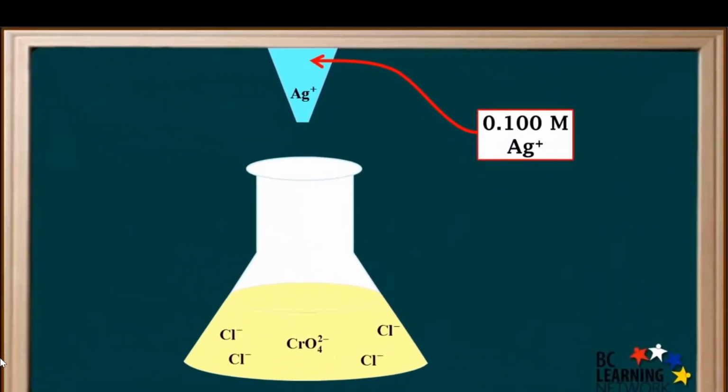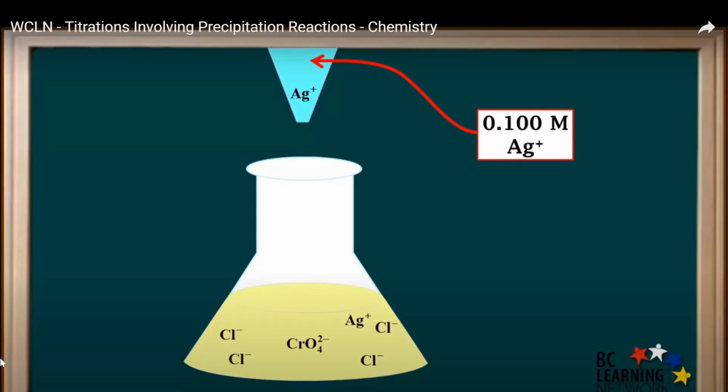Now we've zoomed into the flask. Silver ions preferentially bond to chloride ions rather than chromate ions. Did you guys catch that? Who does silver like bonding to best, chloride or chromate? Chloride. This is important because silver will not react with chromate until all the chloride is gone. And that's what we want. We want something to say, oh, all the chloride is gone.